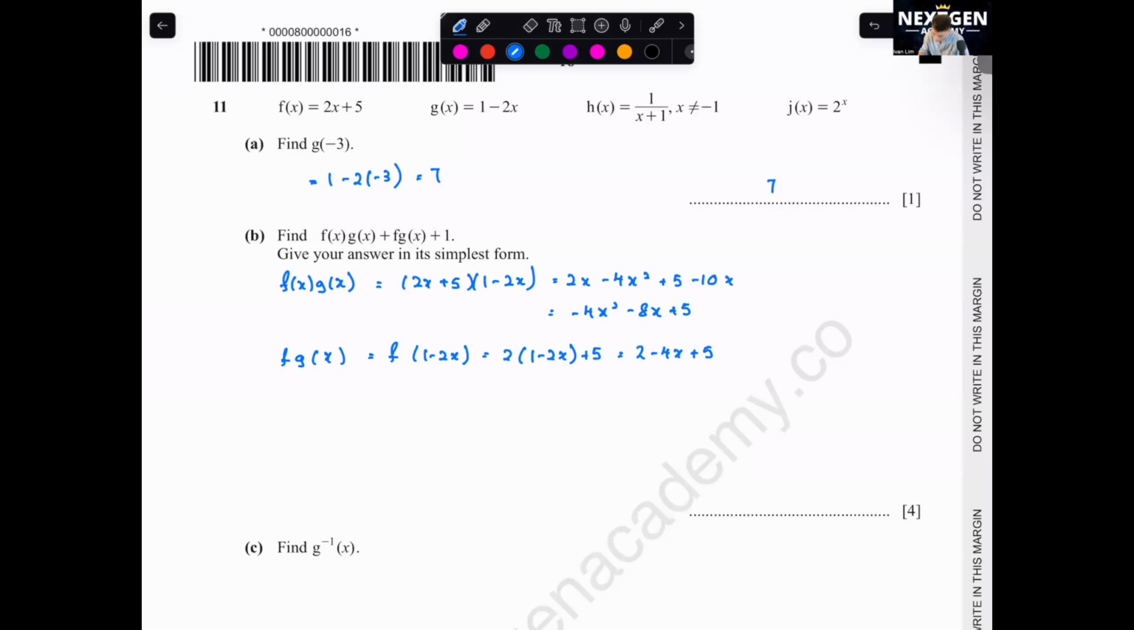Hold on, we've got one more thing, right? Later there's a plus 1. So 2 minus 4x, then here will be minus 4x plus 7. Now we add it all up together. So f(x)g(x) plus f(g(x)) plus 1: minus 4x squared minus 8x plus 5, minus 4x plus 7, and plus 1. Here will be minus 4x squared minus 12x, plus 5 plus 7 plus 1, which will be plus 13.